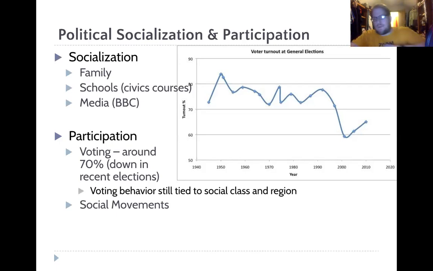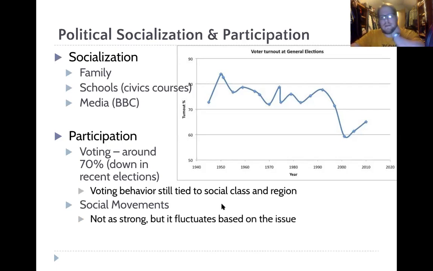The biggest difference in terms of the UK versus other democracies is that social movements tend to be fairly weak in the United Kingdom, that the average number of people who are willing to do more than sign a petition is way lower than 20%. You don't see a lot of folks who are willing to go out and protest on a lot of different issues in the UK compared to other countries around the world.